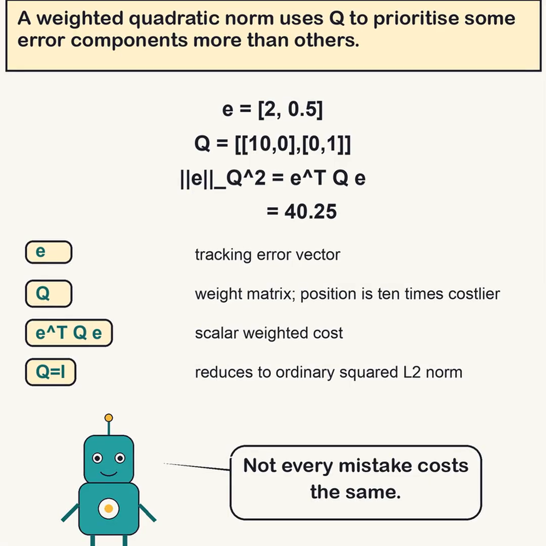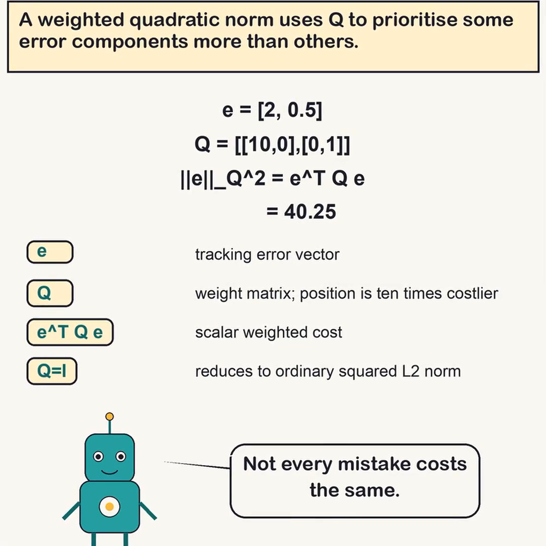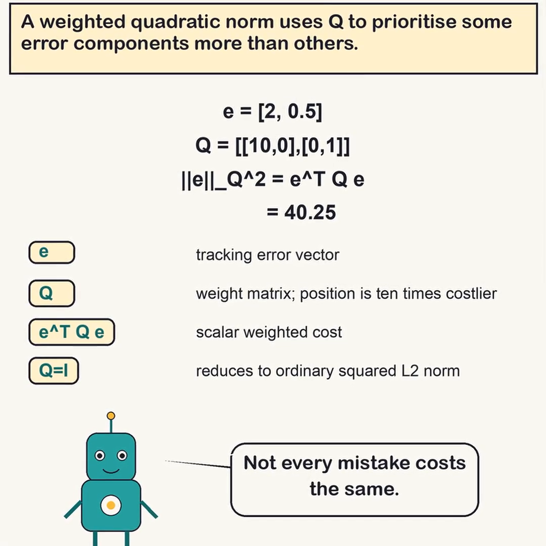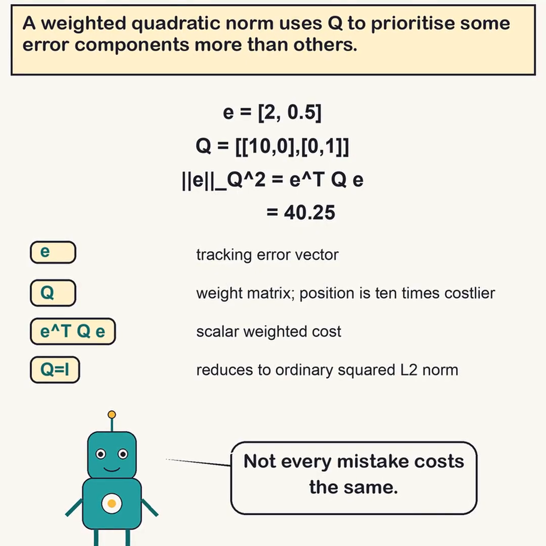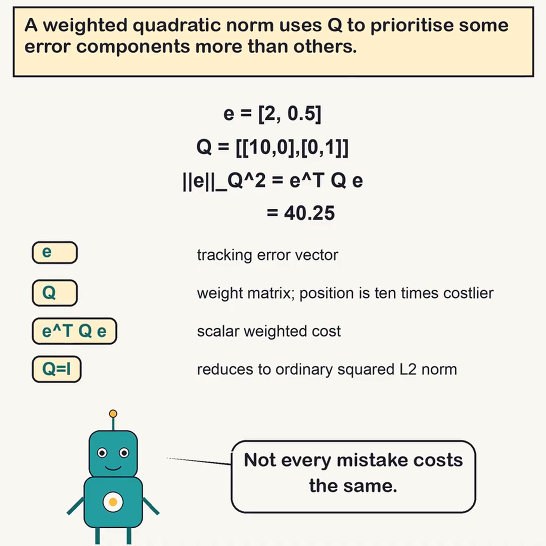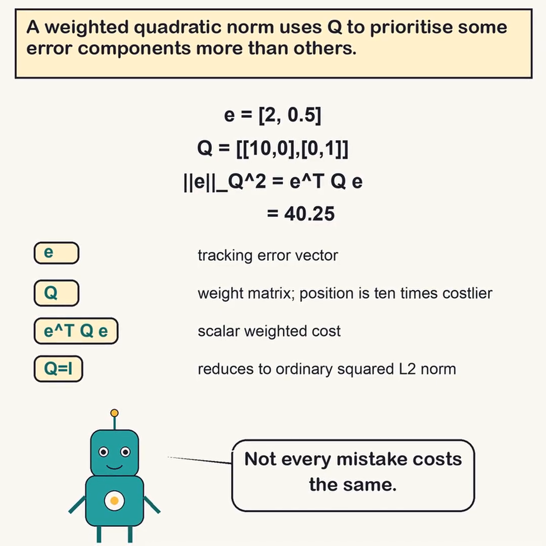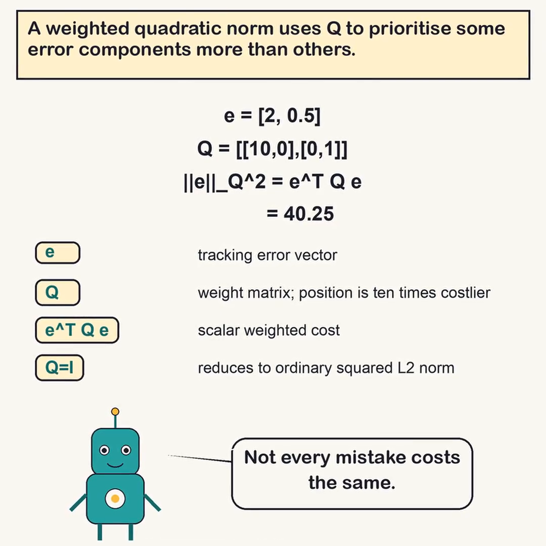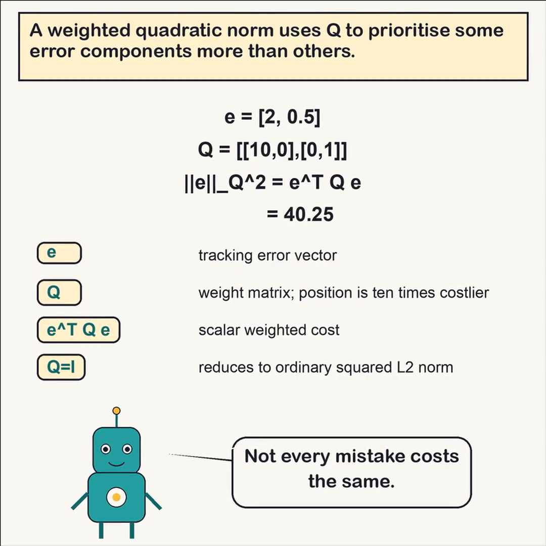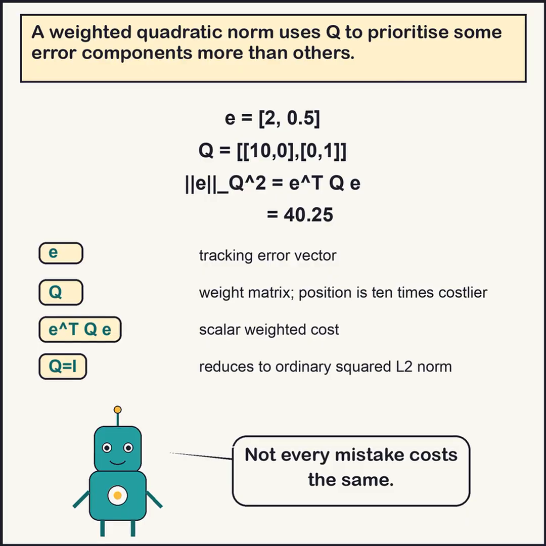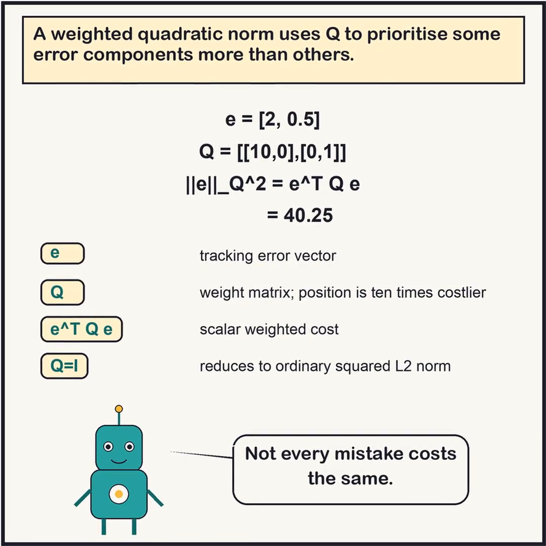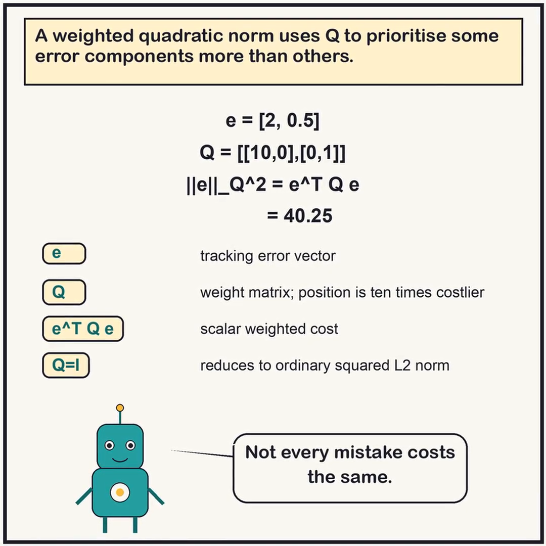A weighted quadratic norm uses a matrix Q to say which errors matter most. If Q is the identity, it is ordinary squared L2 length. With a diagonal Q, each component gets its own priority. Real-world analogy: a weighted quadratic norm is like a hospital triage chart where a breathing error matters more than a typo on a form.